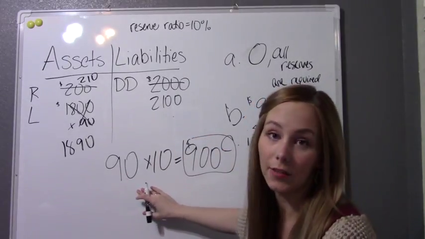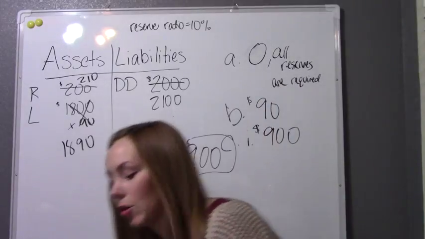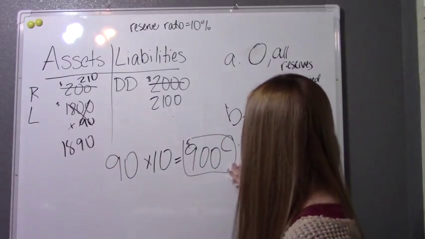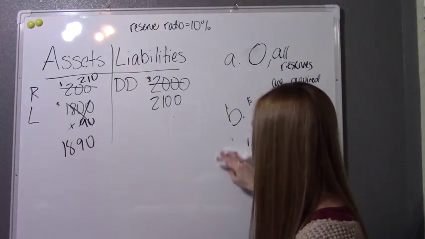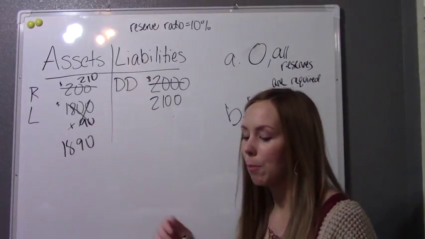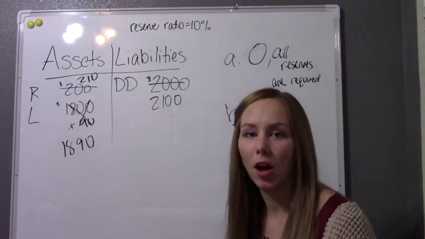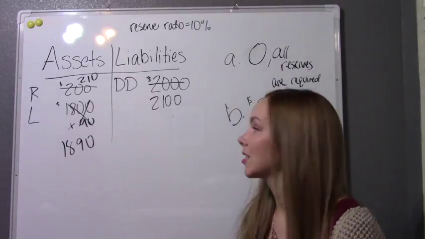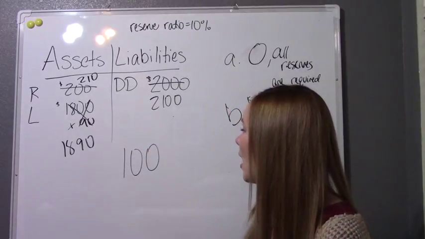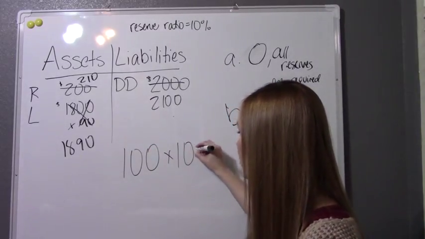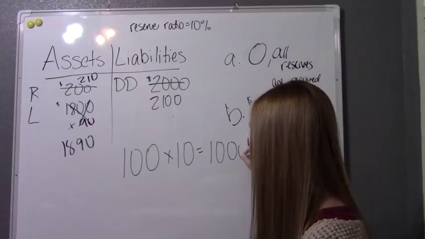But it's not a bad idea to leave your work also. So that's the answer for the first part. Now it's asking for demand deposits. We didn't talk about this when I went over the money multiplier, but when it asks for a change in demand deposits, all you're going to do is take your original amount, that $100 that he deposited, and multiply that times the money multiplier, and that's going to give you $1,000.